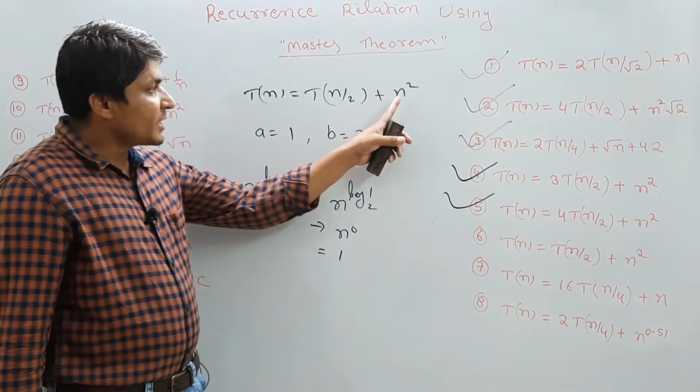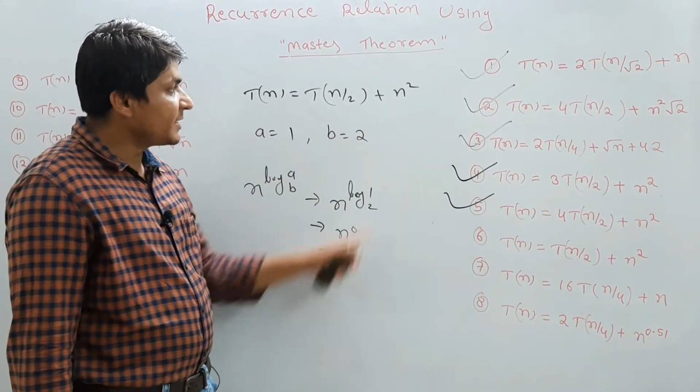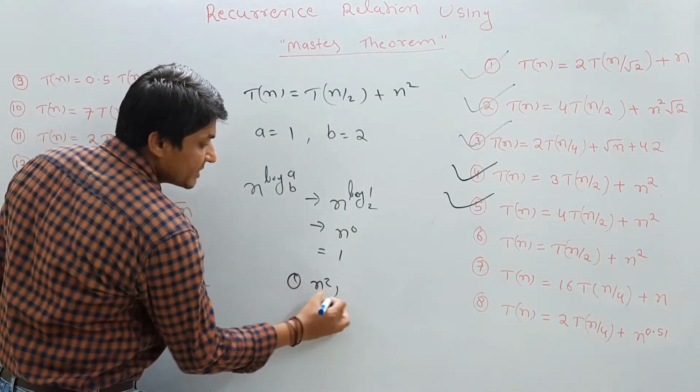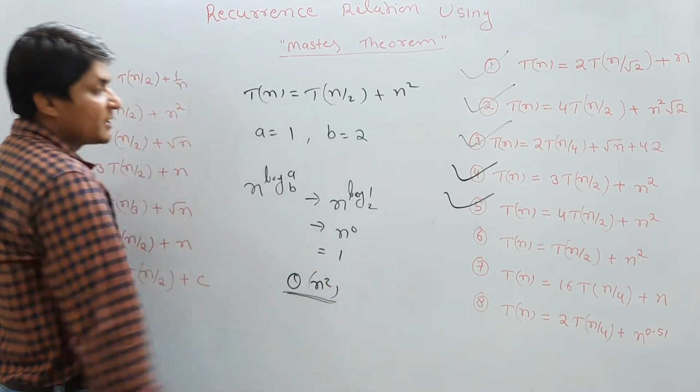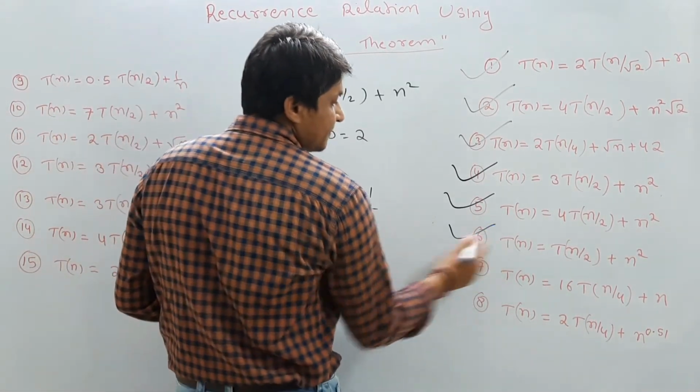Now this is n square and this is 1. Which one is greater? Obviously n square is greater. So time complexity is going to be n square. Whichever is greater, that will be the time complexity of the recurrence relation. Okay, so let me solve the next example. So this is also done.